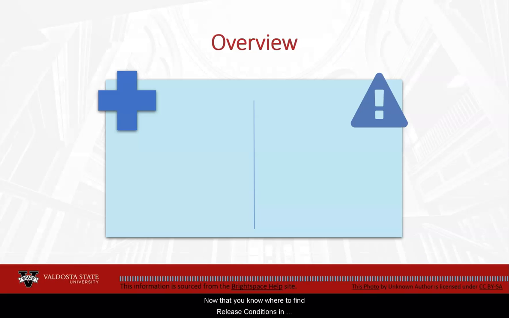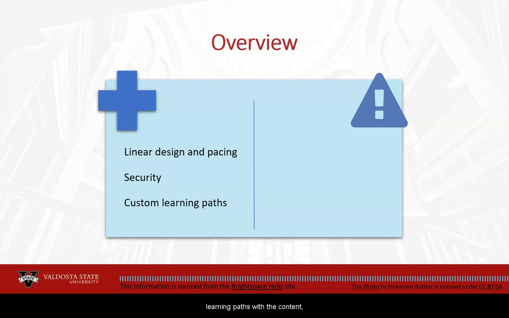Now that you know where to find release conditions in BlazeVIEW, let's dive into their benefits and some of the things to be cautious of. With release conditions, you can structure your course with a linear design and additional assessment security. You can also create custom learning paths with the content, activities, and assessments in your course.